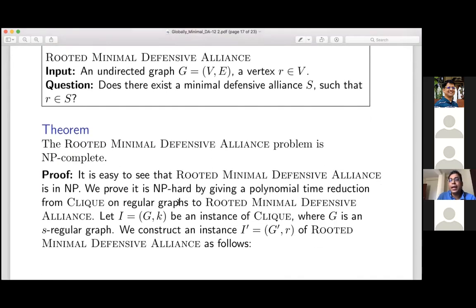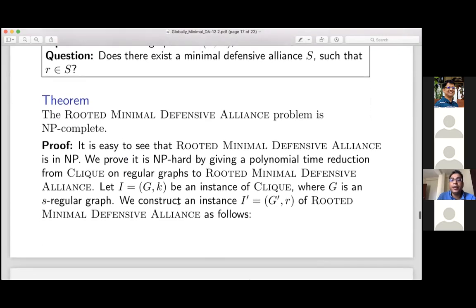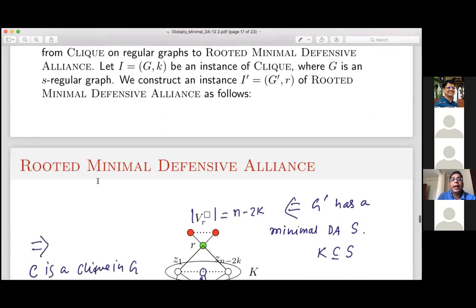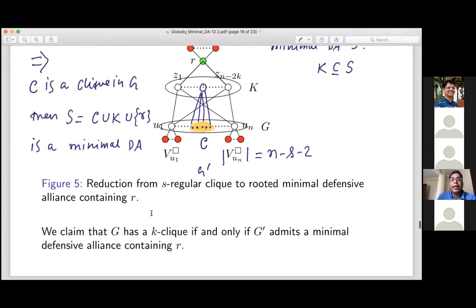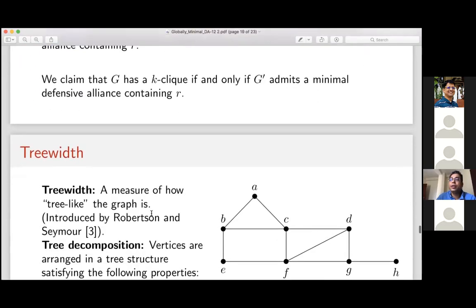And to prove a problem is NP complete, we have to find a polynomial time reduction from another NP complete problem. So here we have considered clique on regular graphs, which is NP complete. From clique on regular graphs to our problem, we gave a polynomial time reduction, and then we proved that these two instances are equivalent. So yes instance implies yes here, and yes here implies yes there. That's why our problem is NP complete, because clique on regular graphs is NP complete.